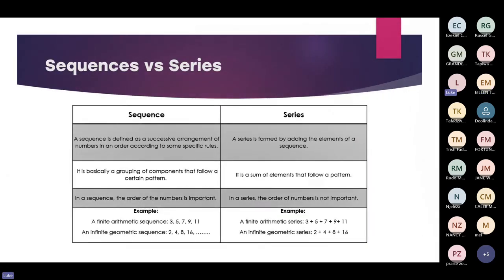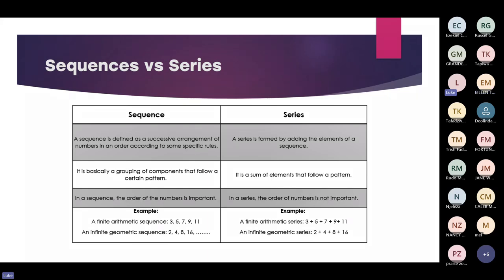Moving on, we felt that we should put this difference, sequences versus series. I'm just going to read aloud these differences. A sequence is defined as a successive arrangement of numbers in an order according to some specific rules. And then a series is formed by adding the elements of a sequence. So that adding of the elements, that is what we call a series. 1, 2, 3, 4, 5, the addition of those elements that are given in a sequence.